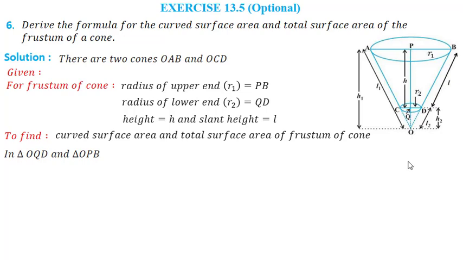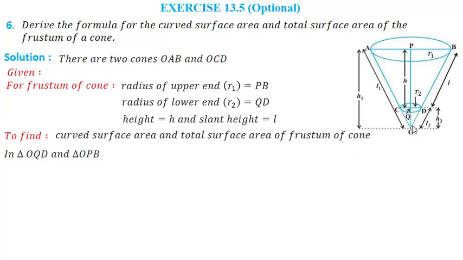Now first we have to find the curved surface area. The formula for curved surface area in case of a cone is pi r L. Easily you can figure out that the curved surface area of this frustum of cone can be found by subtracting the curved surface area of this smaller cone from the curved surface area of this bigger cone, right? So L1 and L2 are involved, which we have to convert in terms of L.